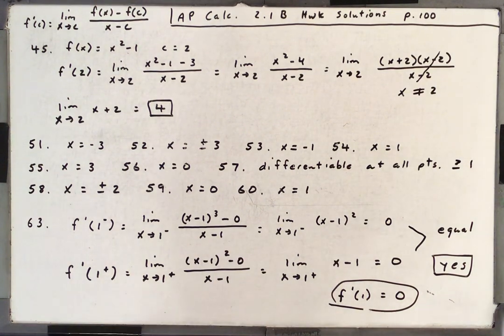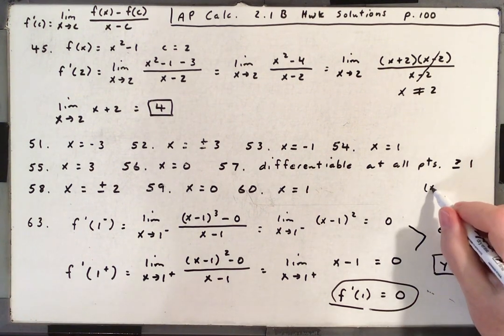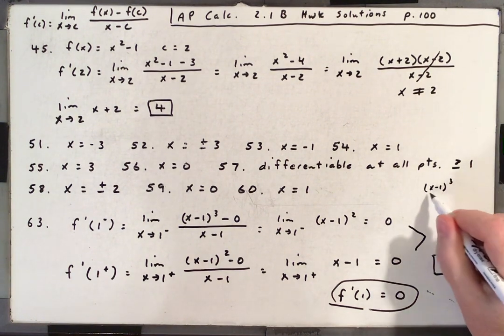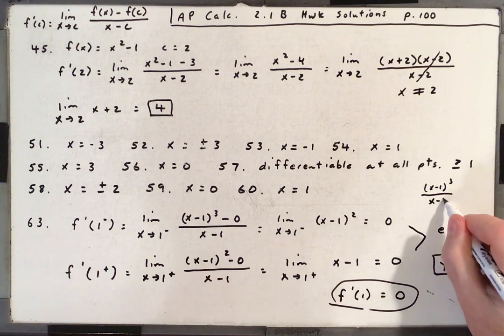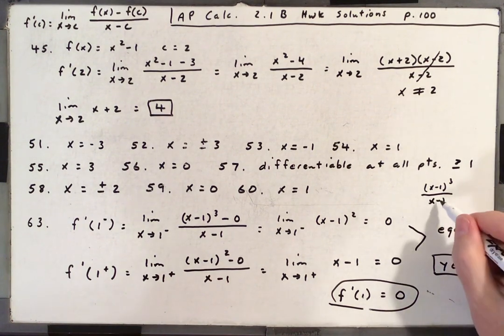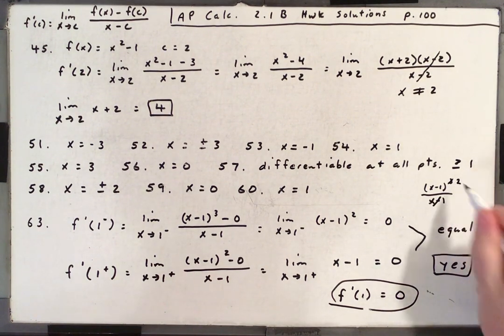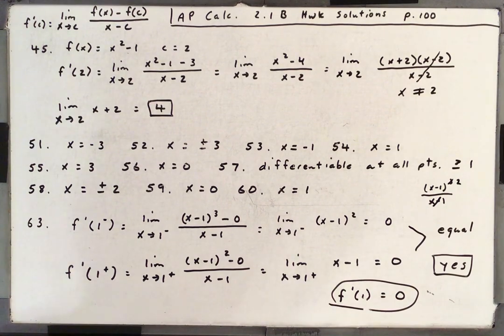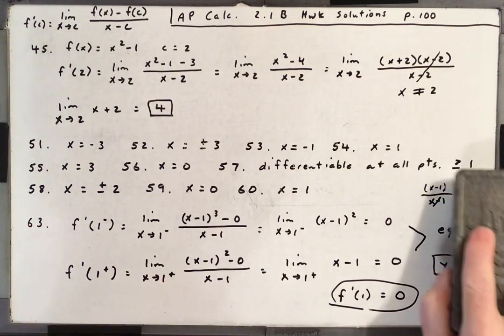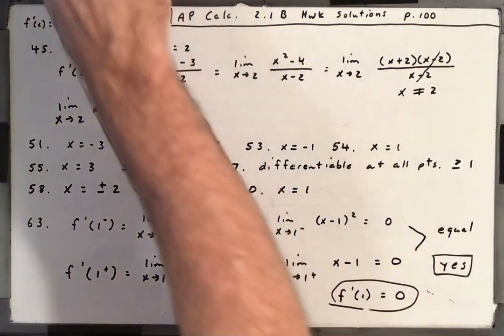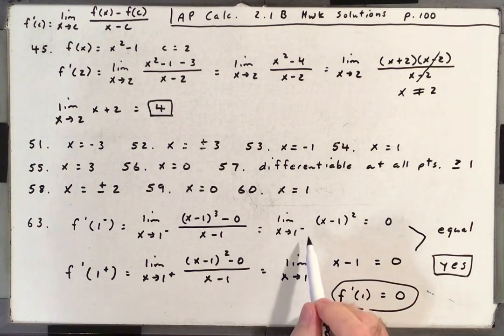Let me make sure you understand that. X minus 1 cubed over x minus 1. That one will cancel, and this goes down to x minus 1 squared. So just making sure you see what I did there. And so we can plug a 1 in.